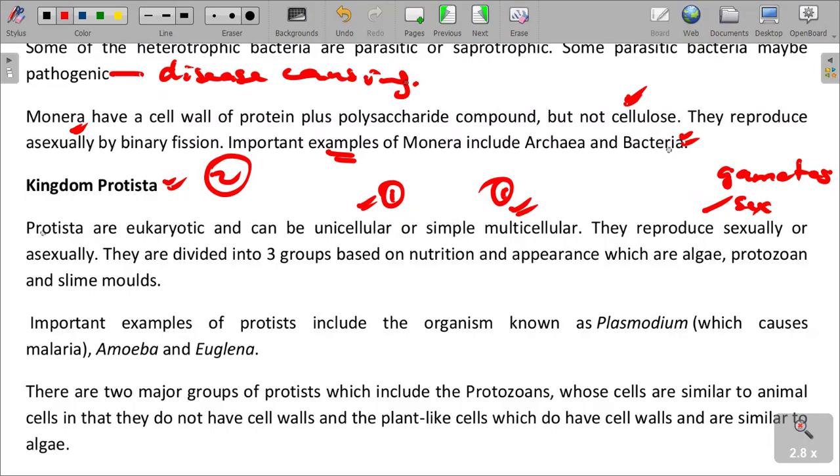Asexually, they can use vegetative propagation, where other parts of the plant are used in reproduction. They are divided into three groups based on nutrition and appearance: the algae, the protozoans, and the slime molds. These are three best examples that we can give in that case.